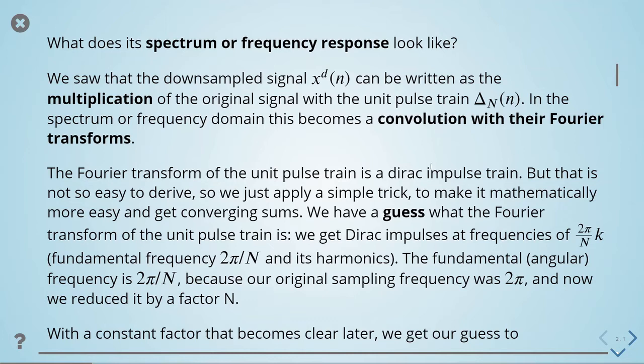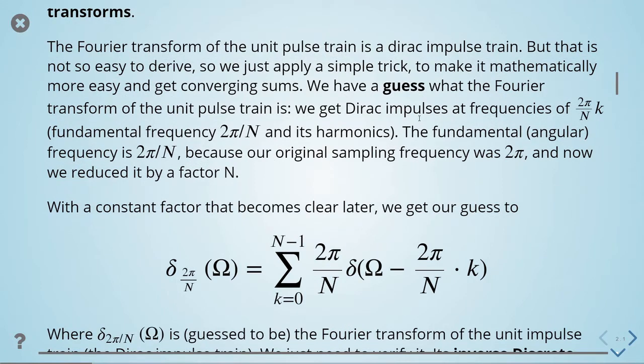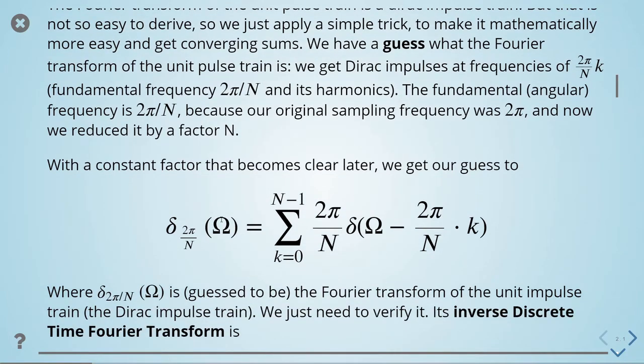So let's have a guess about what the Fourier transform of the unit pulse train is. We get Dirac impulses at frequencies of 2 pi divided by capital N times k. So the fundamental frequency is 2 pi divided by capital N, and its harmonics. The fundamental angular frequency is 2 pi divided by N, because our original sampling frequency was 2 pi, and now we reduced it by a factor of N. With a constant factor that becomes clear later, we get our guess in this equation here. So this sum of delta at 2 pi m over N capital omega is guessed to be the Fourier transform of the unit pulse train, the Dirac impulse train.